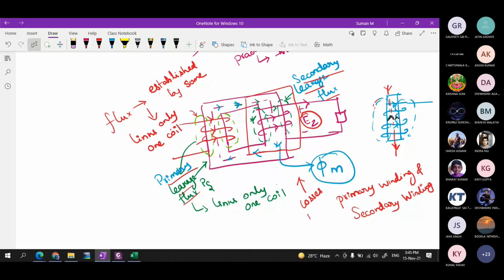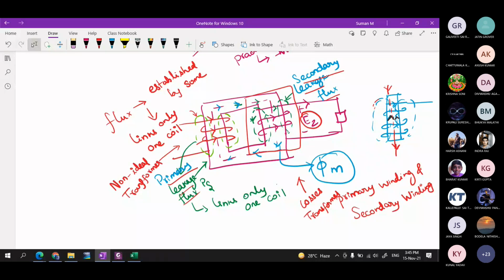I mean lossless transformer. Okay, for an understanding, I told that there will be some leakage flux. That leakage flux will be available only in non-ideal transformer, that is practical transformer only. You will be having leakage flux. In ideal transformer, there is no loss.